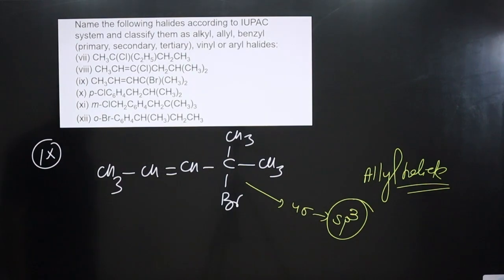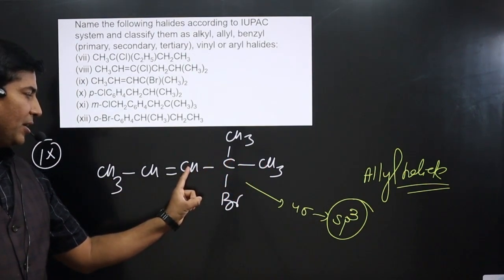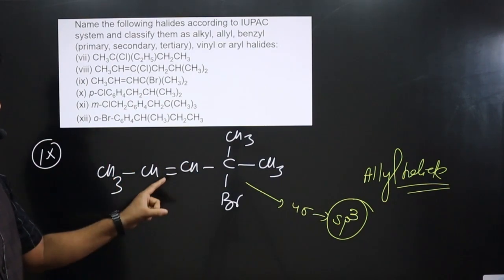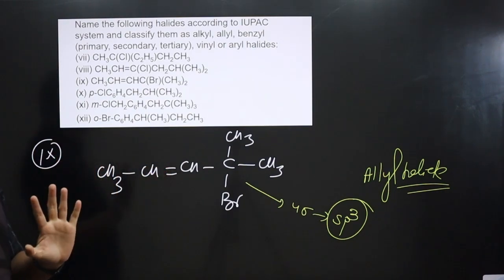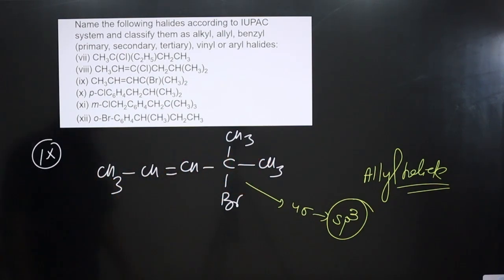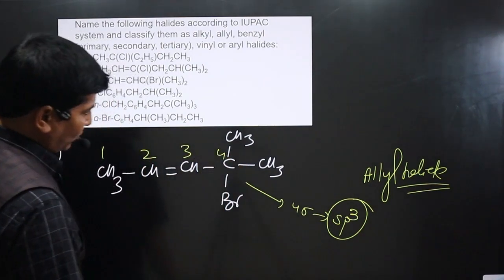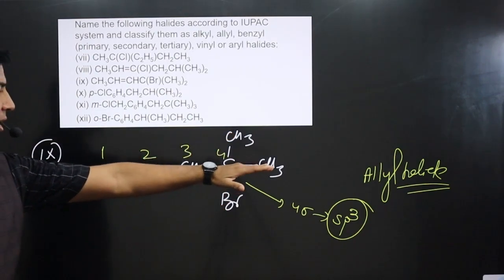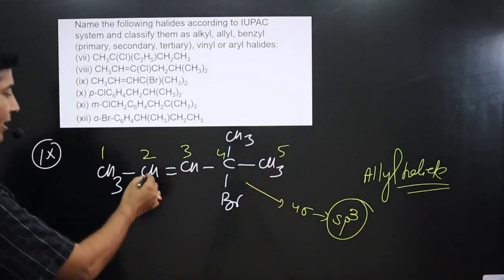We can go for the nomenclature. So numbering we can start from this side: 1, 2, 3, or we can mention 1, 2. The double bond is the priority functional group, so we start numbering from the side where the double bond gets the lower number. From this side, the double bond is at the second carbon. So we have the numbering 1, 2, 3, and 4. We have 4-bromo, 4-methyl, and in the parent chain there are 5 carbons. We can mention pent-2-ene.